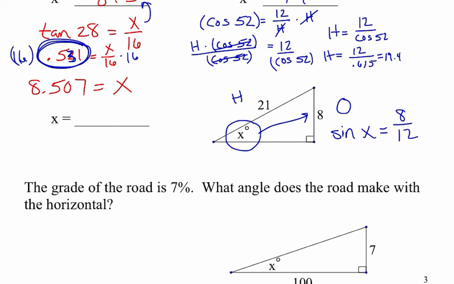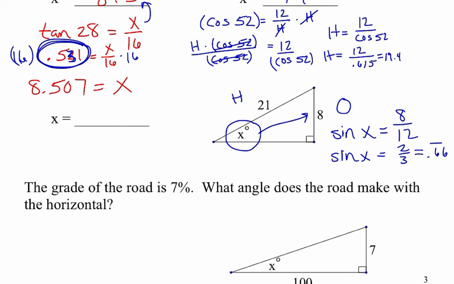So this example is slightly different. This time, I'm given that the ratio is 8 over 12. I could reduce this to 2 over 3, which would be 0.66 repeating. So I just have to ask the calculator a different way. I've been asking the calculator, what is the cosine of this 52-degree angle? What is the tangent of this 28-degree angle? Now I'm going to ask the calculator, what angle has a sine ratio of 0.6 repeating, or 2 over 3?